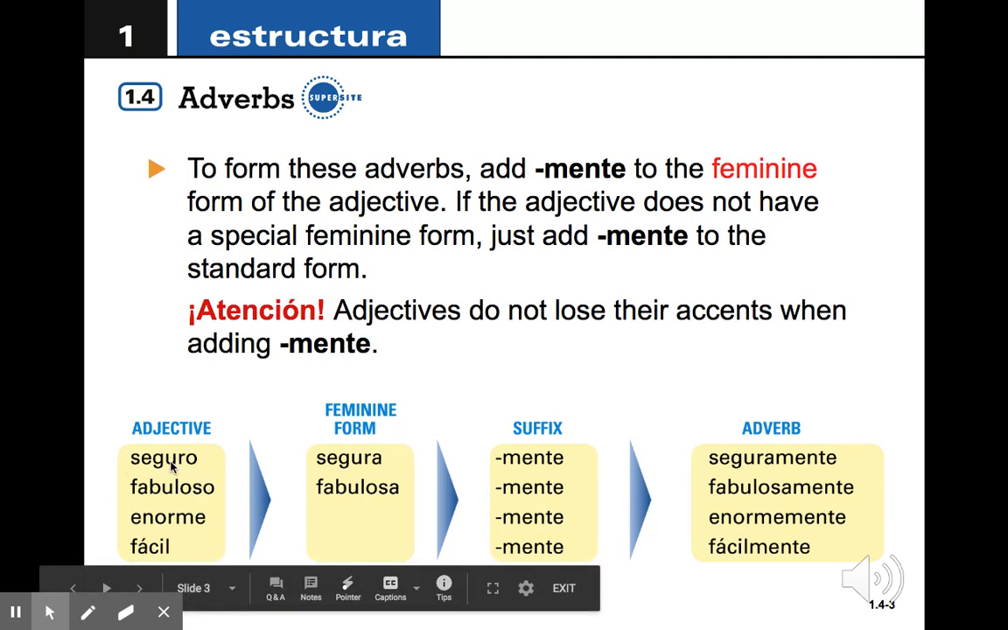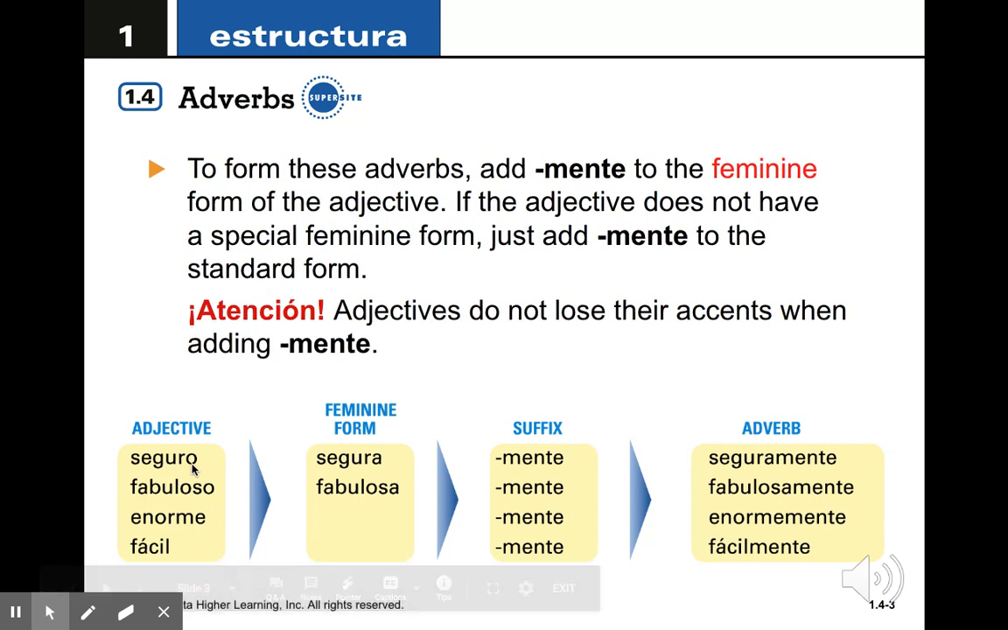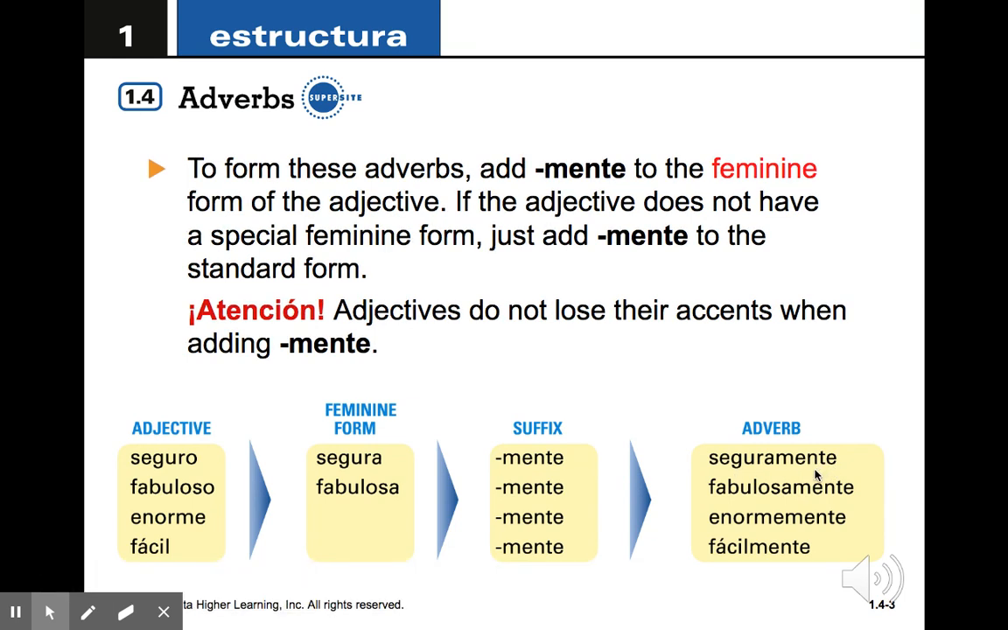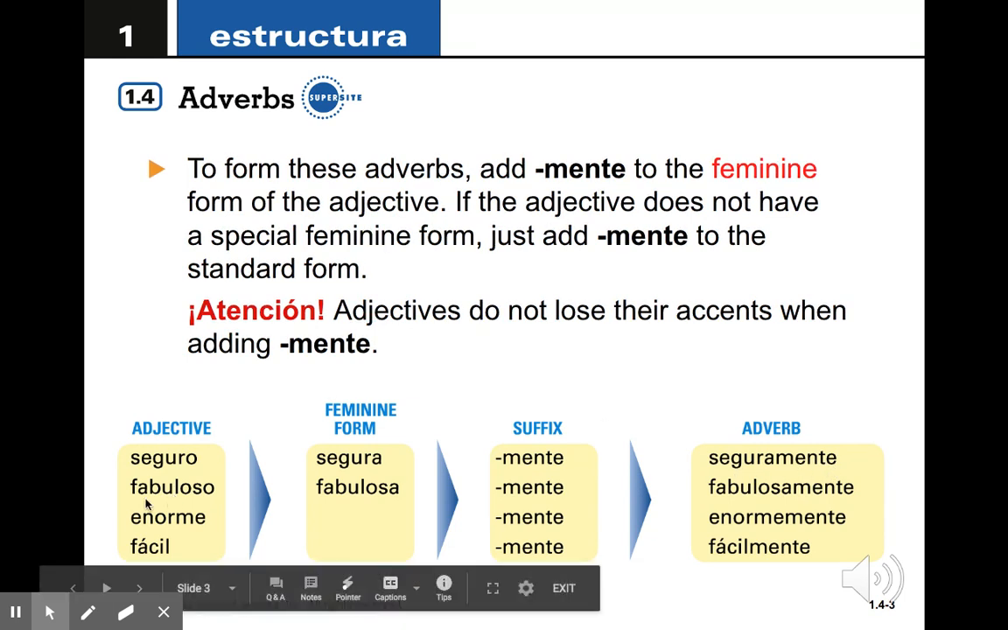Seguro, that was a vocabulary word this year. Seguro means safe or sure. Notice how seguro is an adjective that ends in an O. To form the adverb, we must change seguro to segura, the feminine form, and then attach the mente. Seguramente, safely or surely.